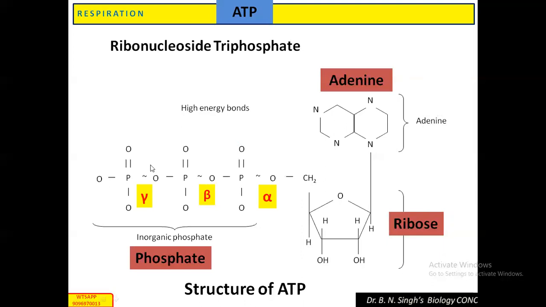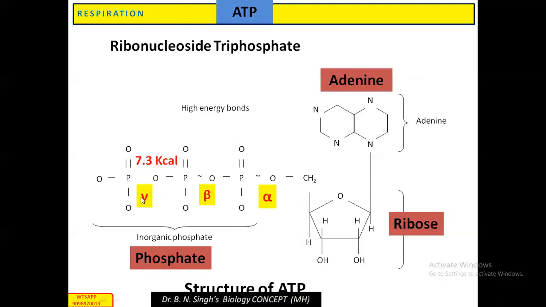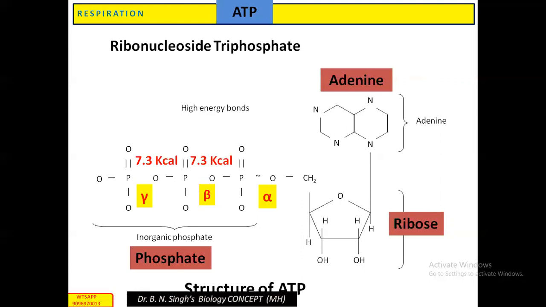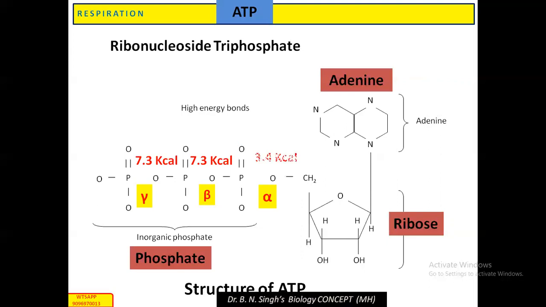The breaking of the terminal phosphate, gamma phosphate, releases 7.3 kilocalories of energy. The second phosphate bond, beta phosphate, when broken down, also produces about 7.3 kilocalories. The alpha phosphate bond, after its breaking, produces lesser energy, that is 3.4 kilocalories. One ATP combined contains about 18 kilocalories of energy. The complete 3 phosphates, when broken down, produce 18 kilocalories. But in the majority of metabolic processes, the terminal gamma phosphate bond breaking energy is utilized.